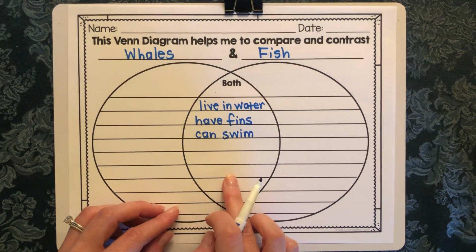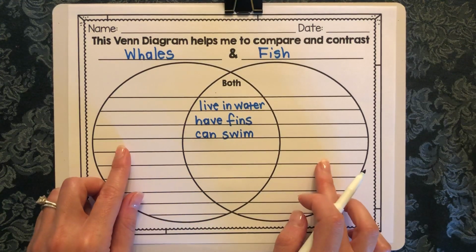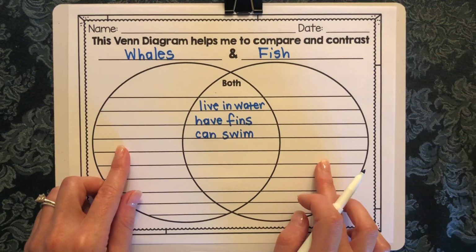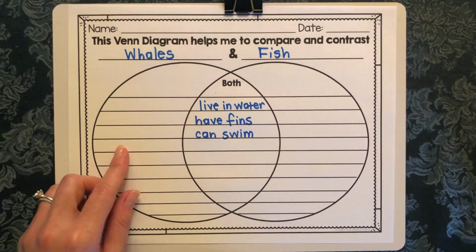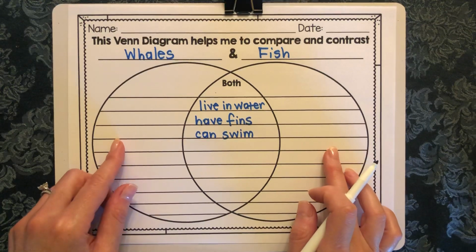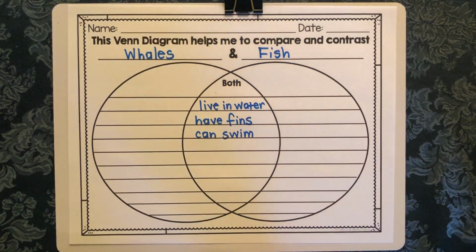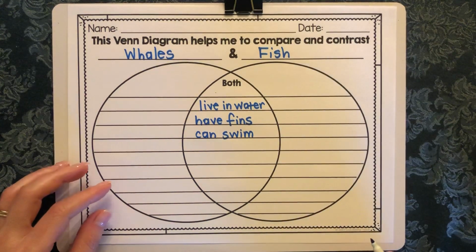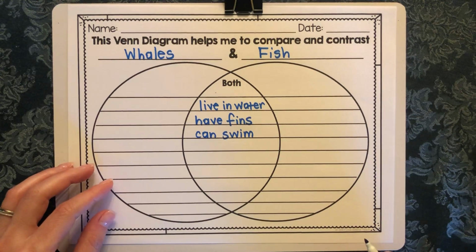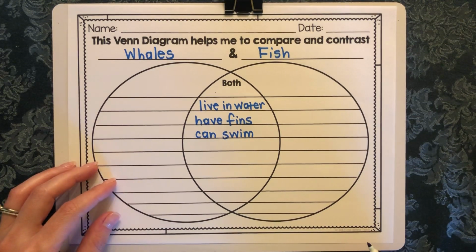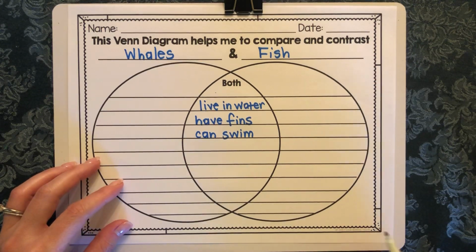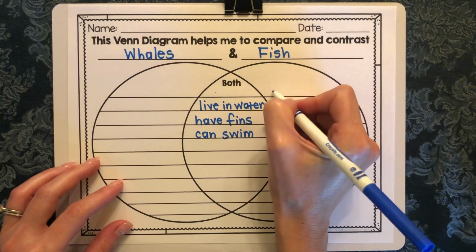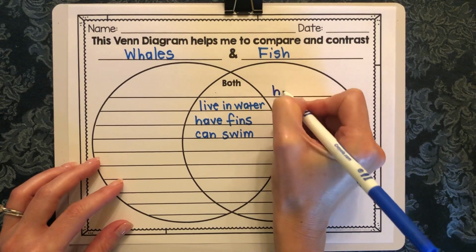Now let's talk about how they are different and list their different characteristics and describe them. How are whales and fish different? Let's think about how they are different, perhaps maybe on the outside. Whales, how are they different from fish? Let's see. Fish, their outer coverings maybe. Fish have scales on their outer covering. So we can say that fish have scales.